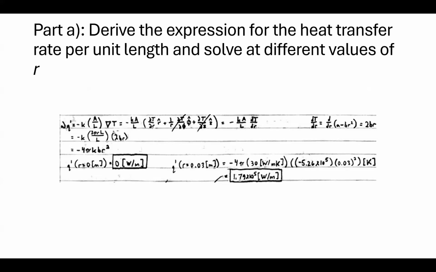So if we plug 0 in for R, we get 0 watts per meter at the center line for the heat transfer rate per unit length. And then if we plug in 0.03 meters for R, which represents the distance at the surface of the rod, we get that the heat transfer per unit length is equal to 1.79 times 10 to the fifth watts per meter.